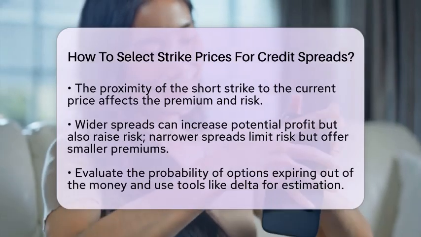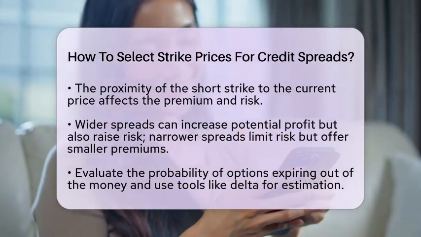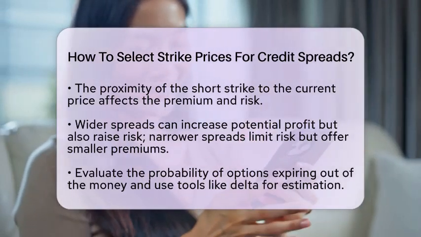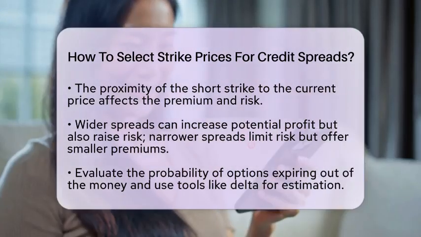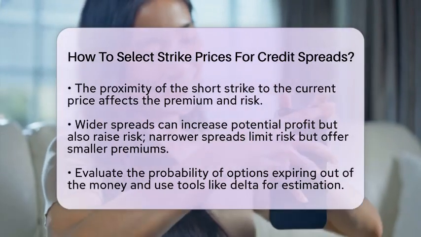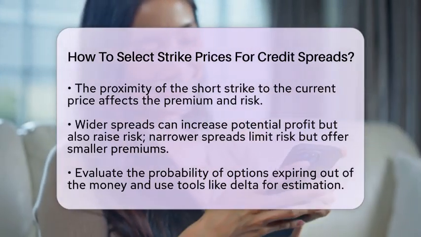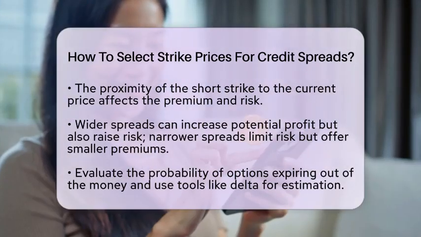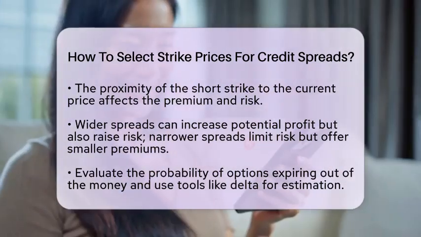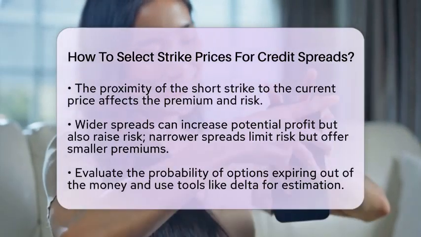It is also important to consider the probability of the options expiring out of the money. Select strikes where the probability of the short option expiring out of the money is reasonably high. Tools like delta can help estimate this. A short option with a delta of around 0.20 to 0.30 is often used to balance premium and probability of success. When evaluating the premium received versus risk, ensure that the net credit justifies the risk you are taking.